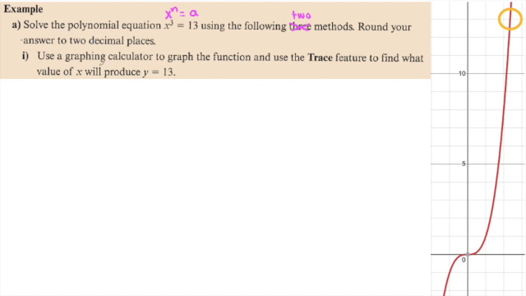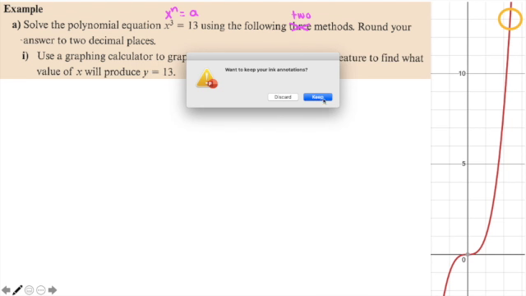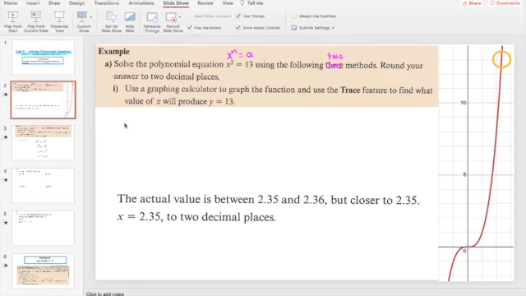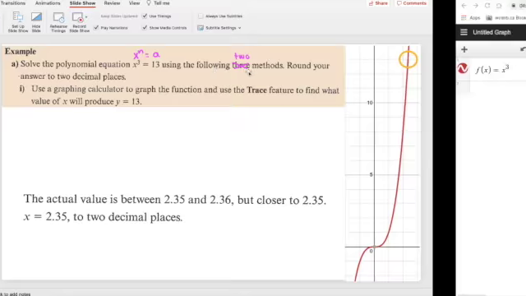Okay, so our first one is to use a graphing calculator to graph the function, and then we're going to use the trace feature to find out what value of x will produce it. So this is the example that I have from Desmos. I'm actually going to bring you to Desmos though, so I can show you exactly what I'm expecting from this. Okay, so I've just graphed f of x equals x cubed. So that is your equation on the left, and what I want to find is where it equals 13.